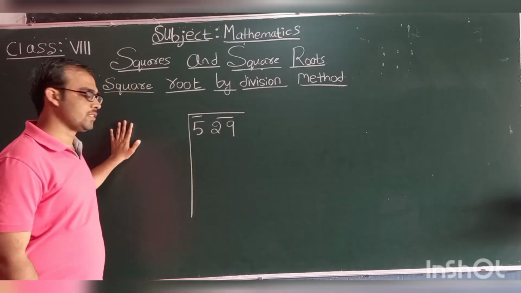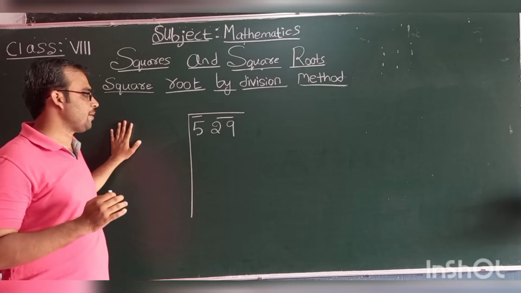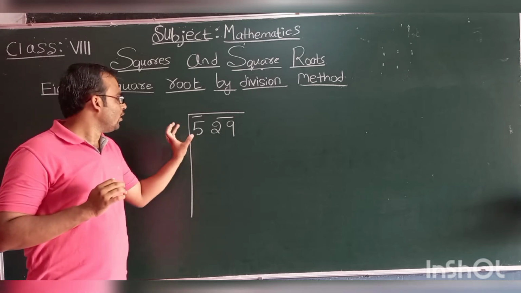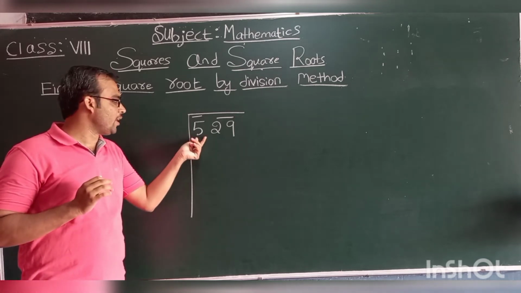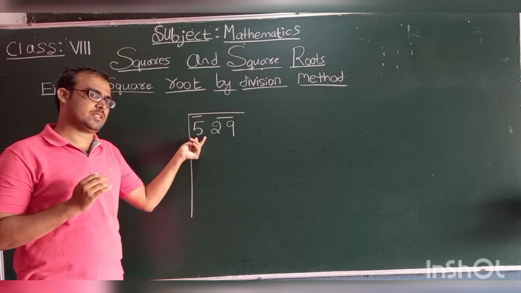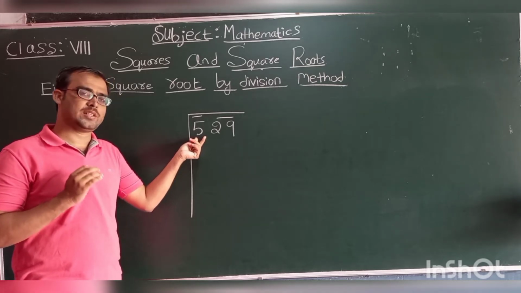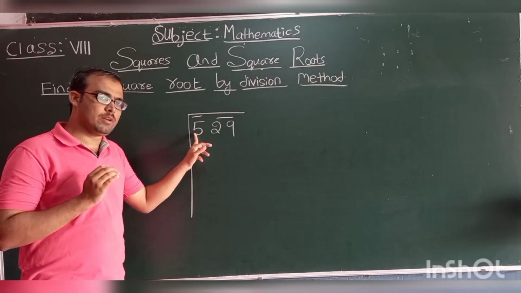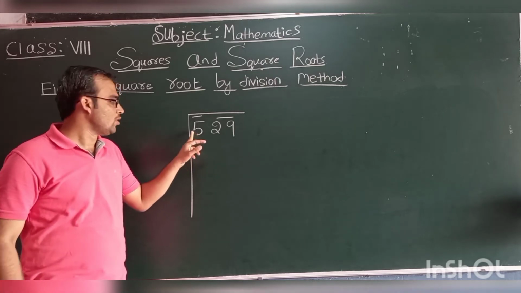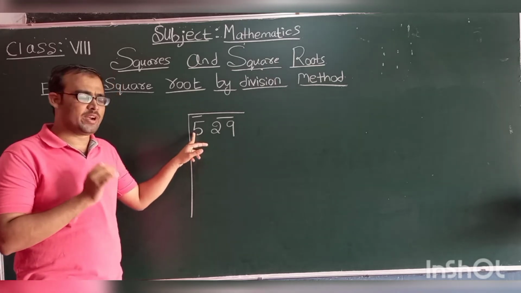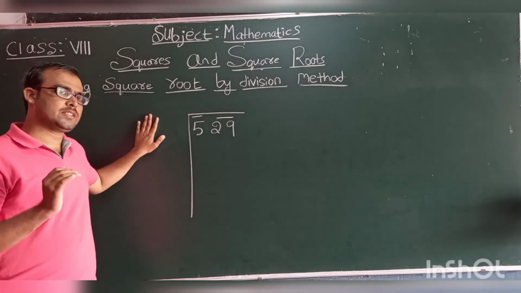Next, what is the next step? Before that, this number you need to consider first. This number will be the dividend. So now 5 will be the dividend.